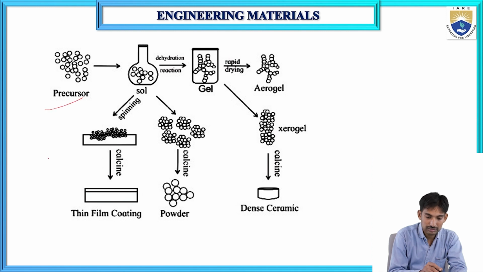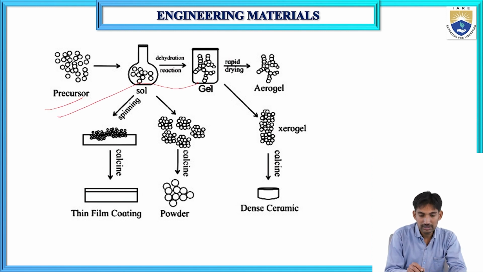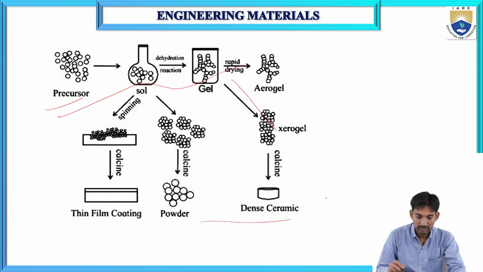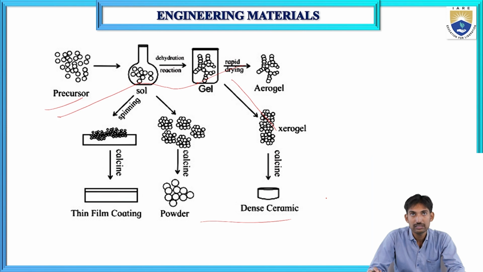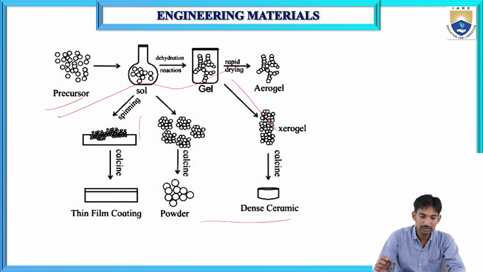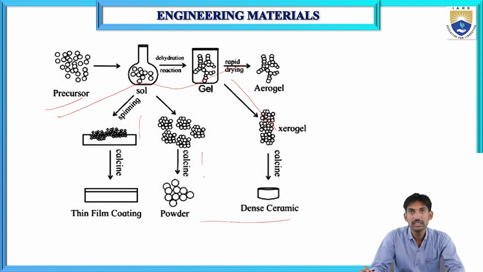First you have to take the precursor, then the precursor is converted to the sol, then the sol is converted into the gel, then the gel is dried by different methods. Then we have to grind, and we will get the nanoparticles. These are the different methods: spinning method, gel method, cone method. After calcination, we will get the nanoparticles.